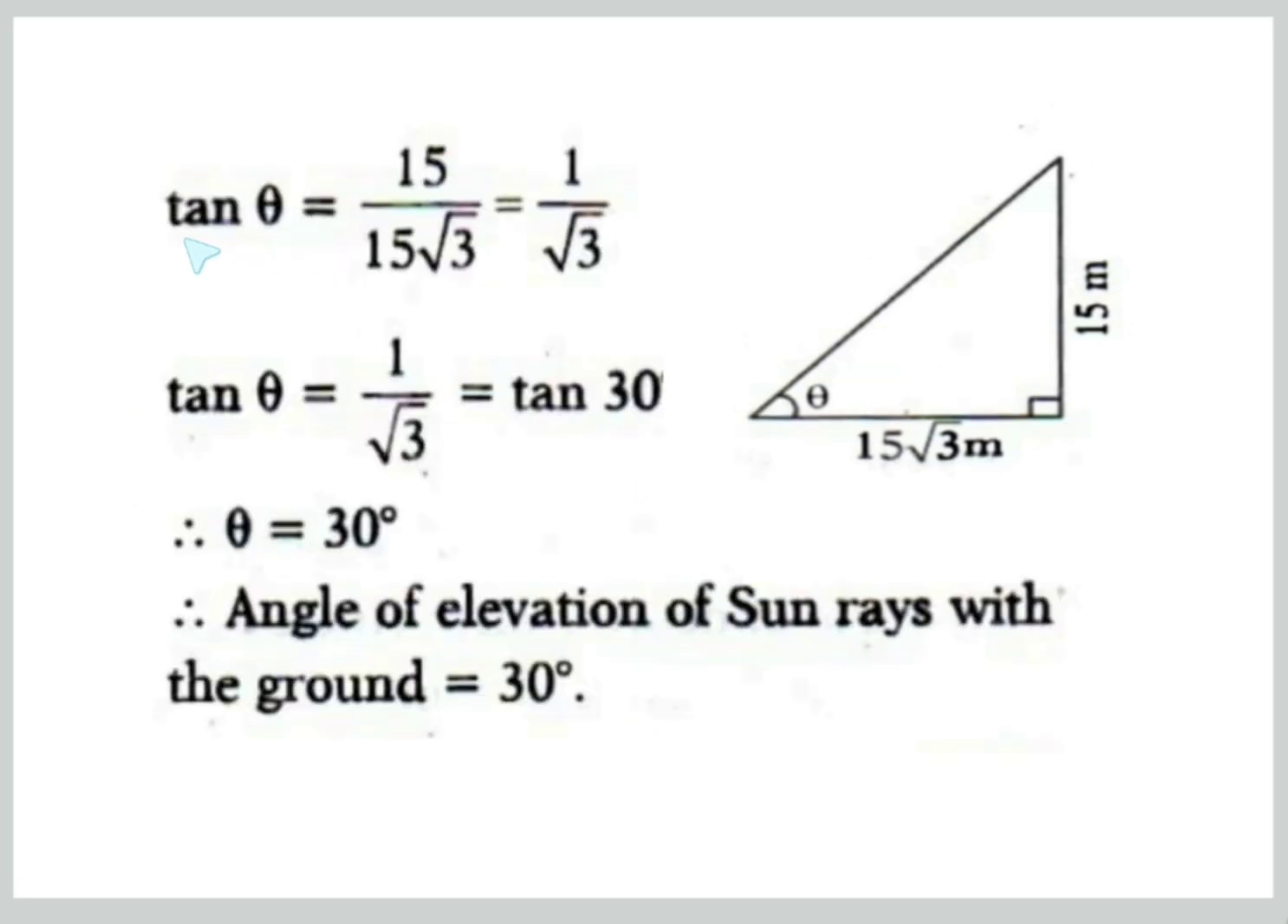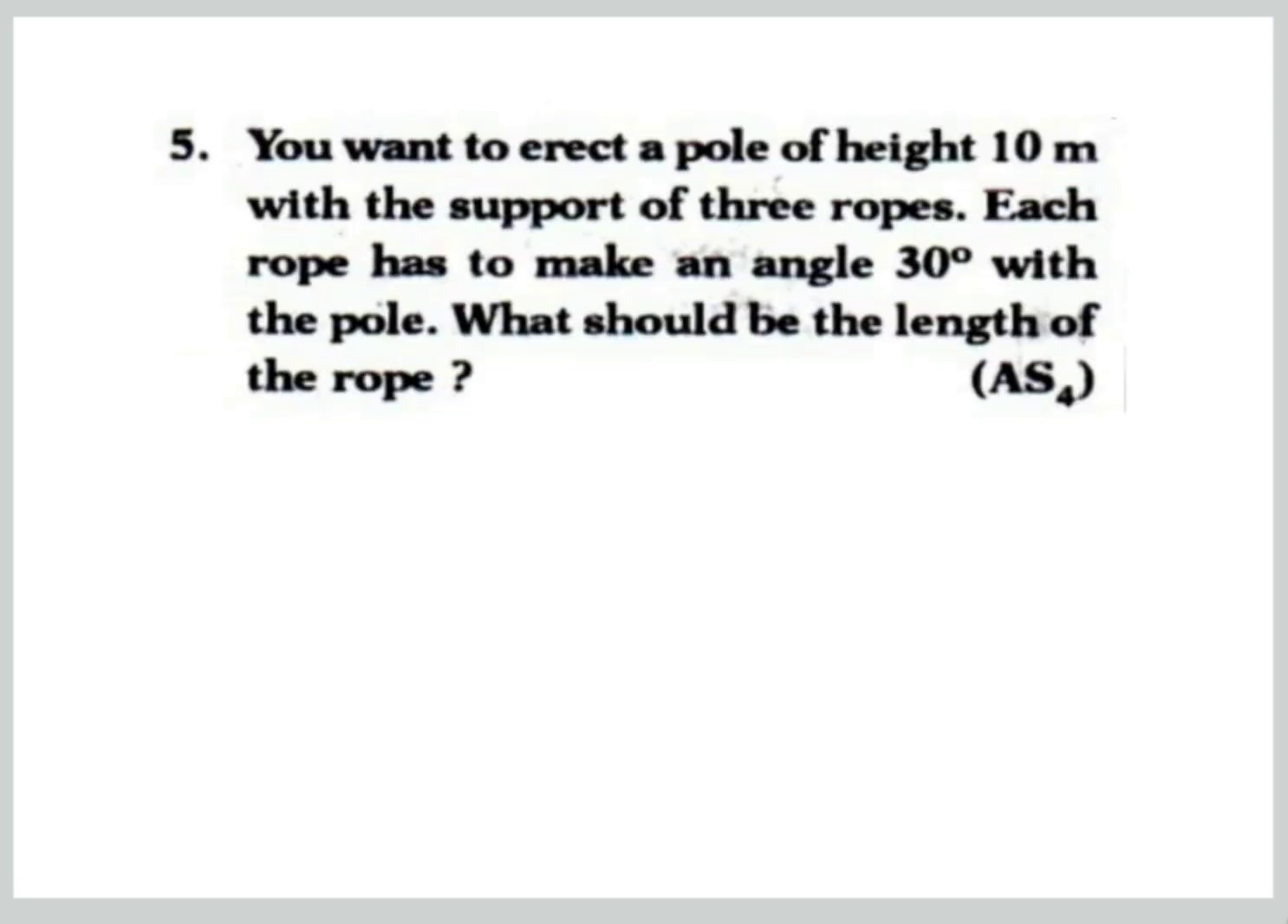Now this tan theta equal to 15 by 15 root 3. 15 gets cancelled, 1 by root 3. 1 by root 3 we can write as tan 30. Therefore theta equal to 30. The angle of elevation of sun rays with the ground is 30 degrees.